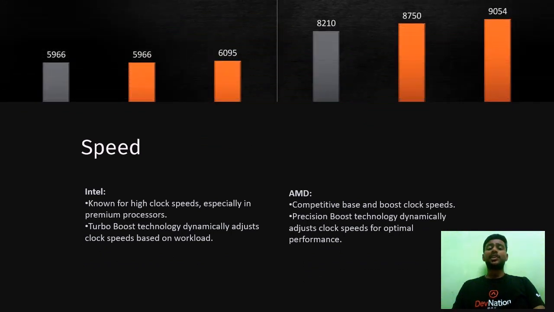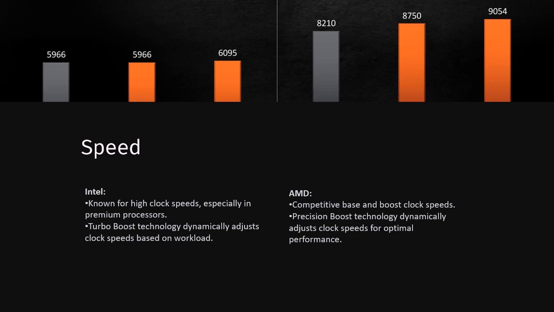Let us compare the speed of both processors, Intel and AMD. Intel is known for high clock speed, especially in premium processors. Turbo Boost technology dynamically adjusts the clock speed based on the workload on Intel, whereas AMD processors have competitive base and boost clock speeds. Precision Boost technology dynamically adjusts the clock speed for optimal performance.